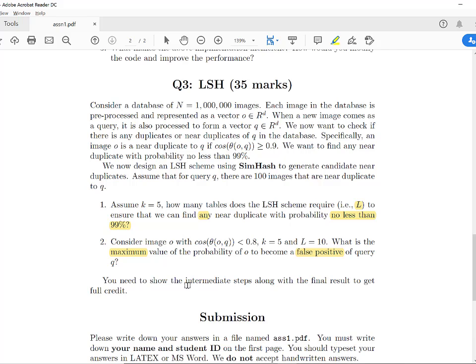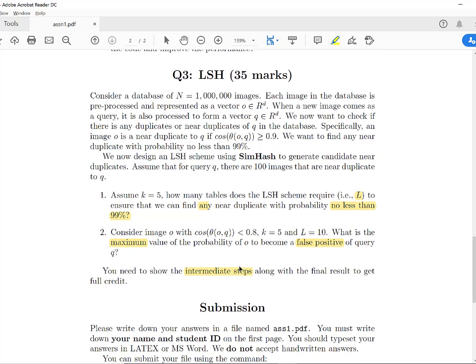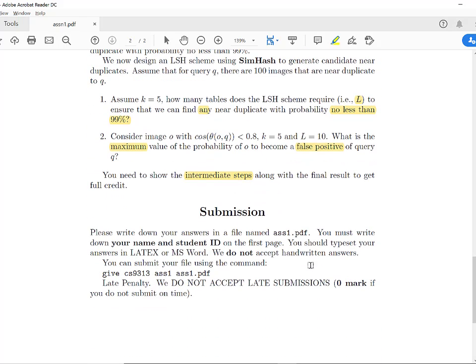And also you need to show the intermediate steps along with the final result to get full credit. Also, don't forget to include your name and student ID on the first page of your submission. And we do not accept handwritten answers, so make sure you type them in a text editor or in Microsoft Word or in Pages or whatever.